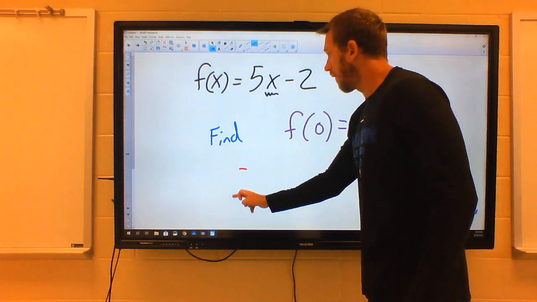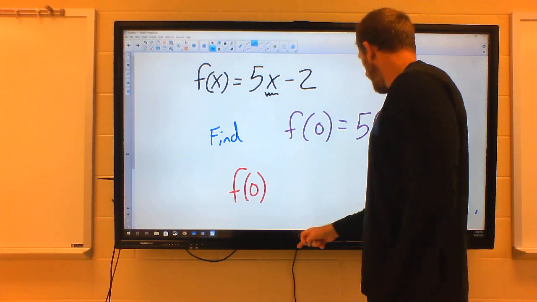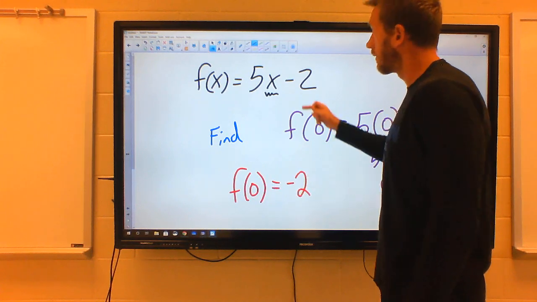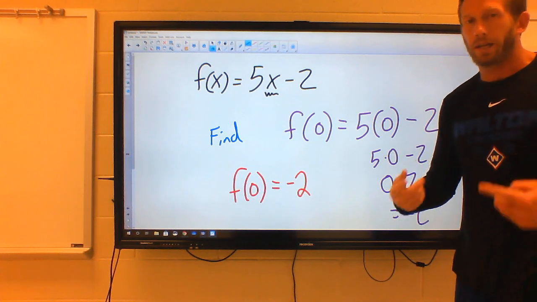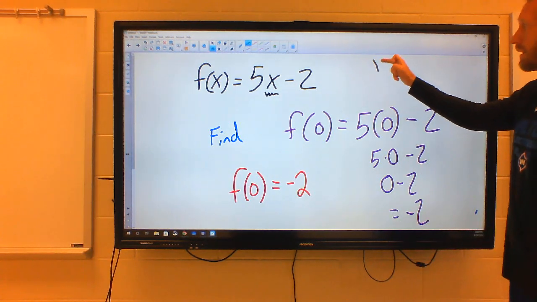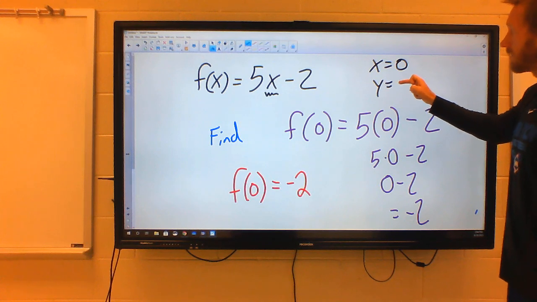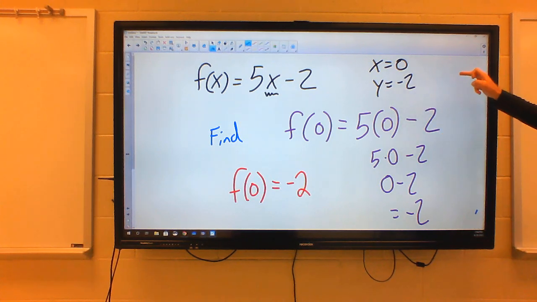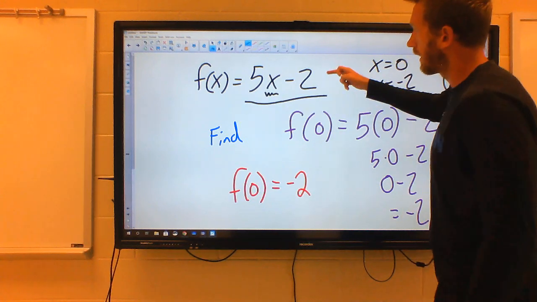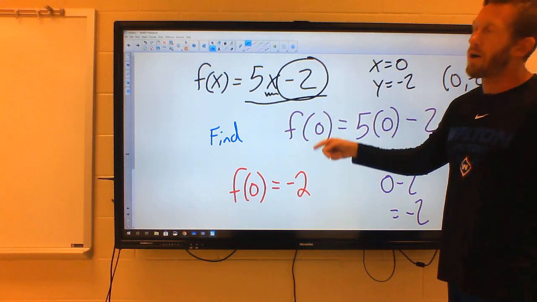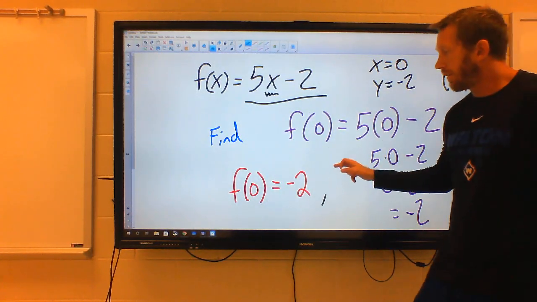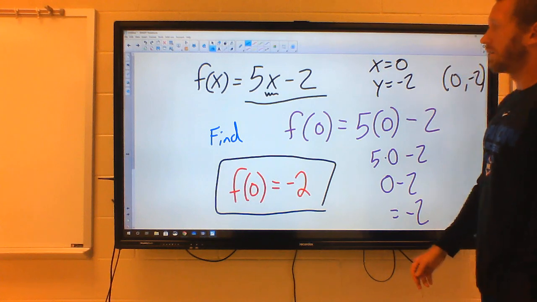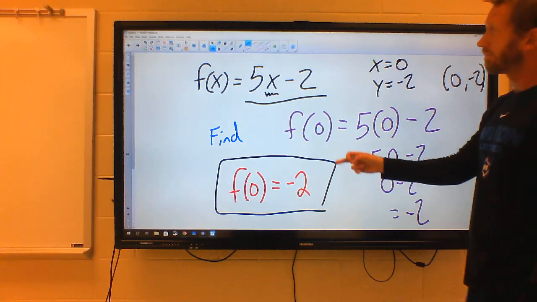So we have, in function notation, we can write the statement f of 0 equals negative 2. Here's what that means. x equals 0, y equals negative 2. Meaning, we have the coordinate 0, negative 2. But you should already be able to tell, looking at this, that is our y value of our y-intercept anyways. So that should make sense to you. But this is how we write our answer in function notation. Okay?